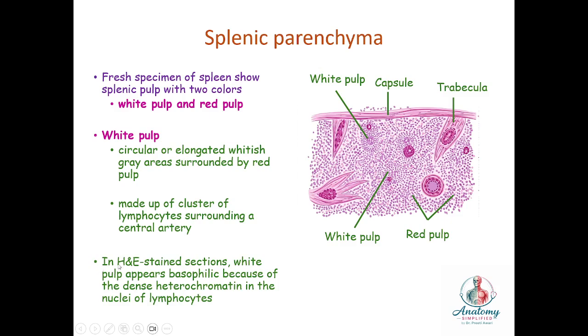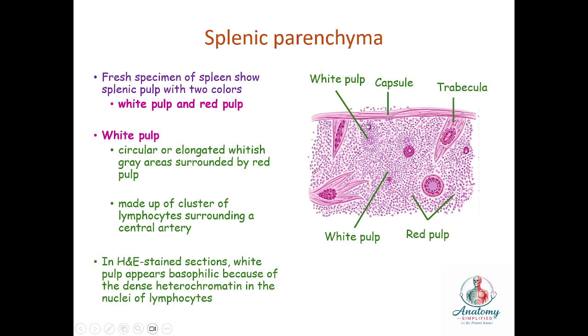In hematoxylin and eosin stained sections, white pulp appears basophilic because of the dense heterochromatin in the nuclei of lymphocytes. So where is white pulp here in this section? This. You can see closely packed heterochromatin present in the lymphocytes, and lymphocytes are basically forming nodules here. But the specific structure of this nodule is that they have an arteriole in them.